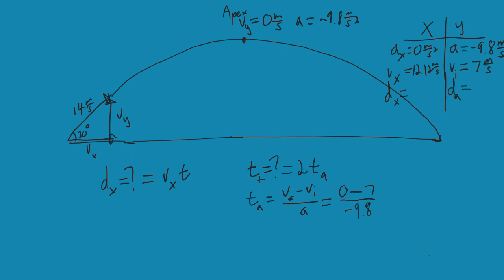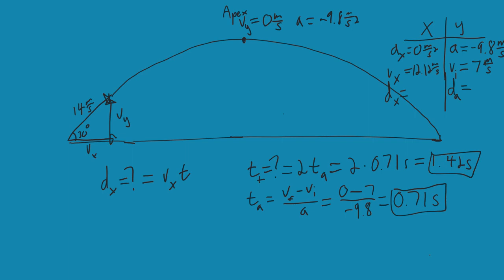and take a moment to plug that into your calculator. And you should find the time to the apex to be 0.71 seconds. Sweet. So now we multiply by 2. 2 times 0.71 seconds should give us 1.42 seconds total. So this is our total time.